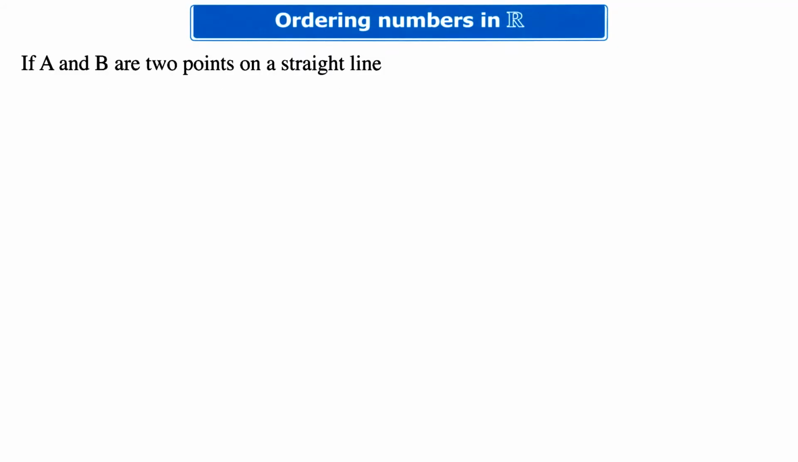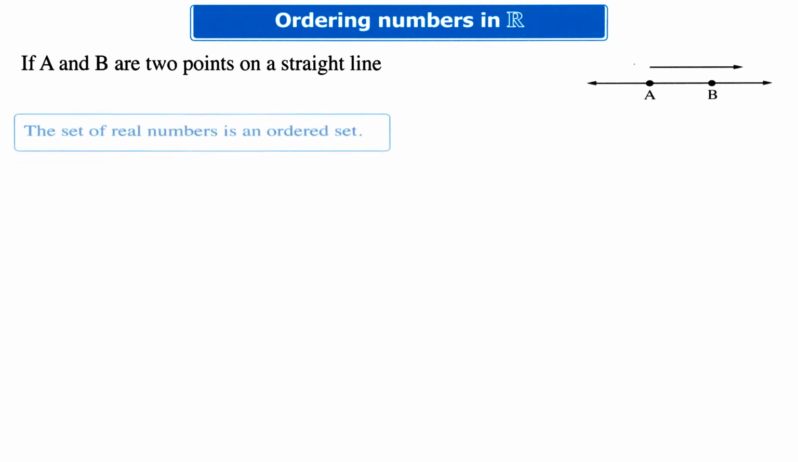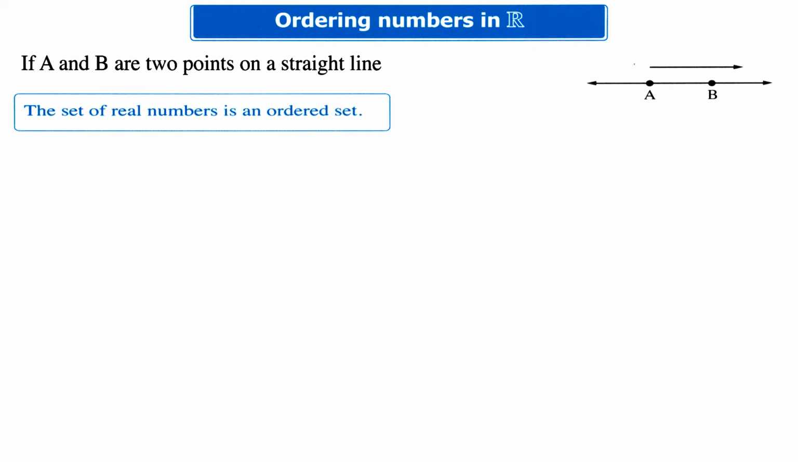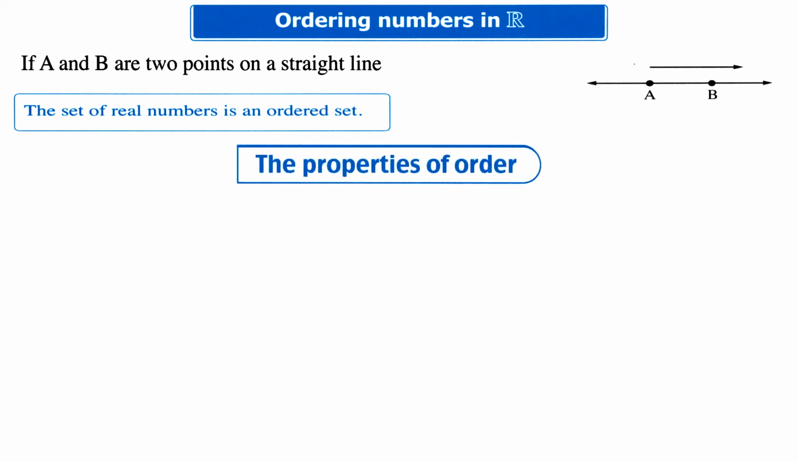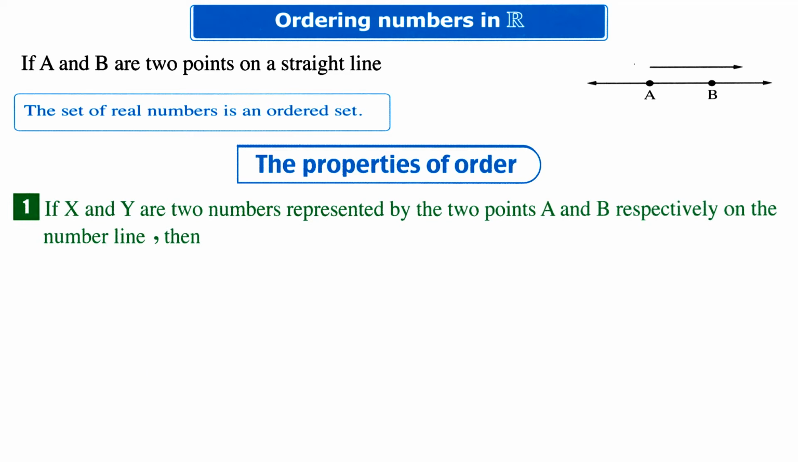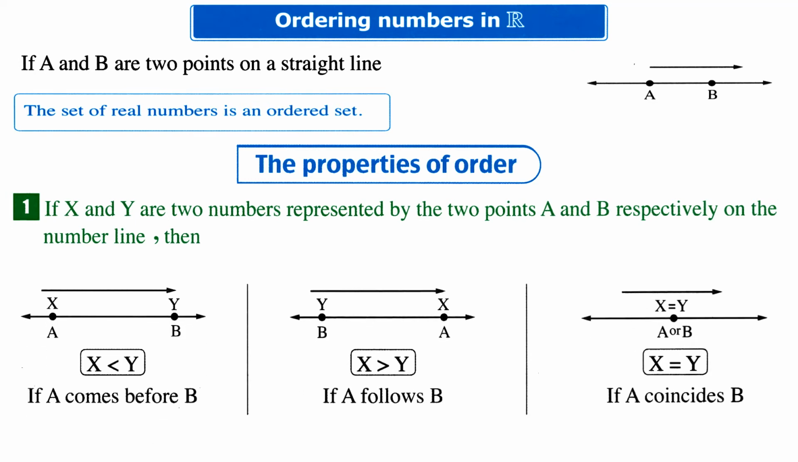Alright. If A and B are 2 points on the straight line, which is the number line, the set of real numbers is an ordered set. The properties of order: if x and y are two numbers represented by the 2 points A and B respectively on the number line, then if x is smaller than y, it means that A comes before B. But if x is greater than y, it means that A follows B. If x equals y, it means A coincides with B.